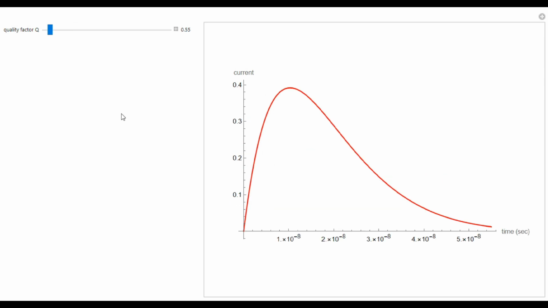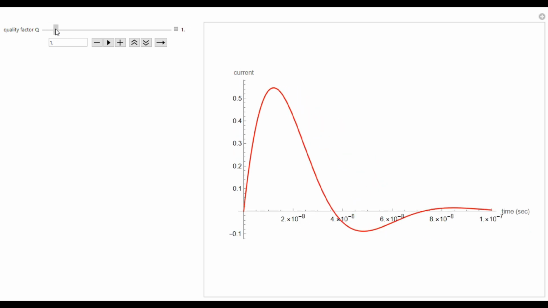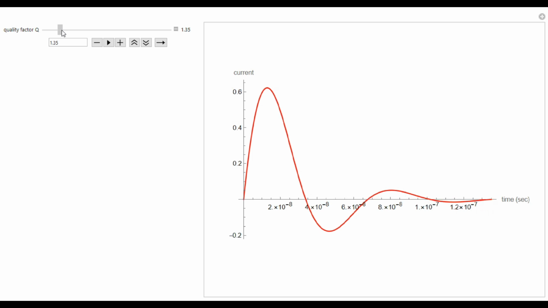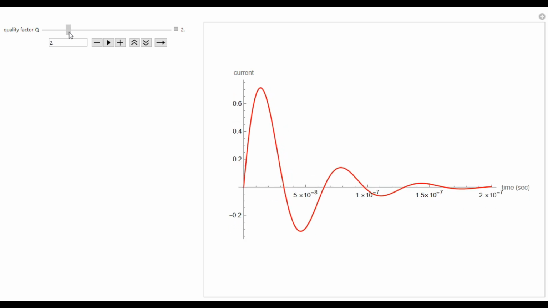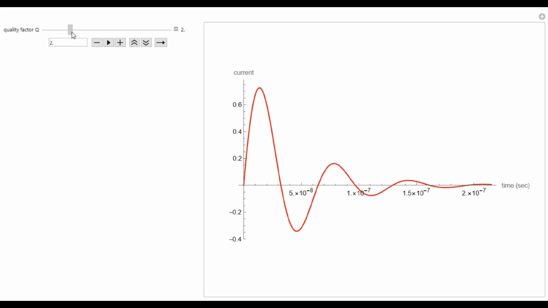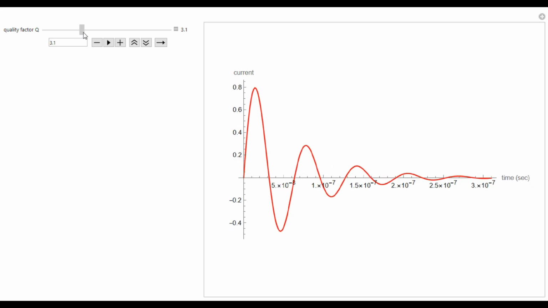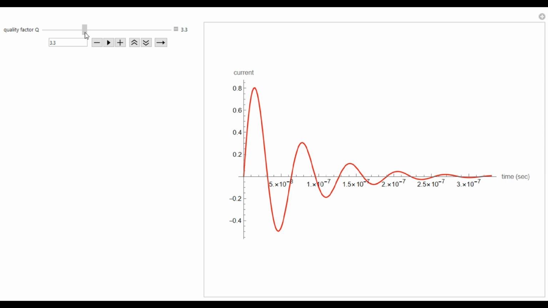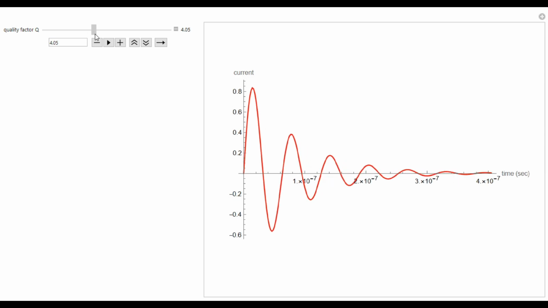Chapter 4. Critical damping, Q equals 1/2. When the Q factor is exactly 1/2, the circuit is critically damped. This is a special case where the resistance is just right to prevent oscillations while allowing the current to decay to 0 as quickly as possible. Behavior. The current decays to 0 without oscillating, but it does so faster than in the overdamped case. Why? The resistance is perfectly balanced to dissipate energy without allowing any overshoot or oscillations.